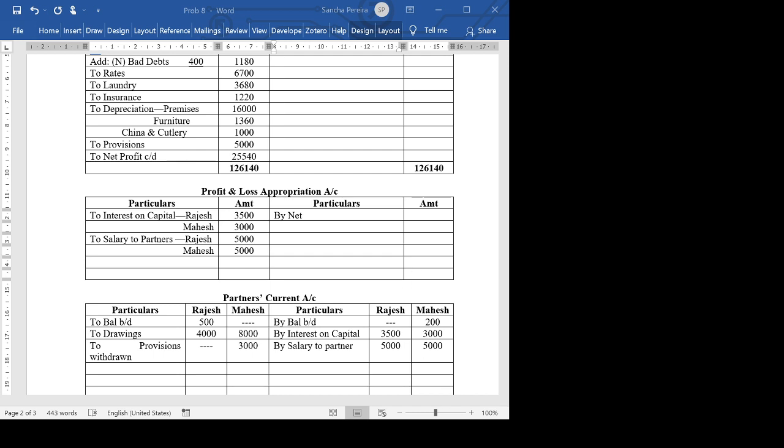So what is shown in the profit and loss account are specifically business expenses. These are also business expenses, but these are a separate category where they are treated as payments made to partners. So you have to do the profit and loss appropriation account. It is always treated as an extension of the profit and loss account. Nevin, is that clear? Okay.